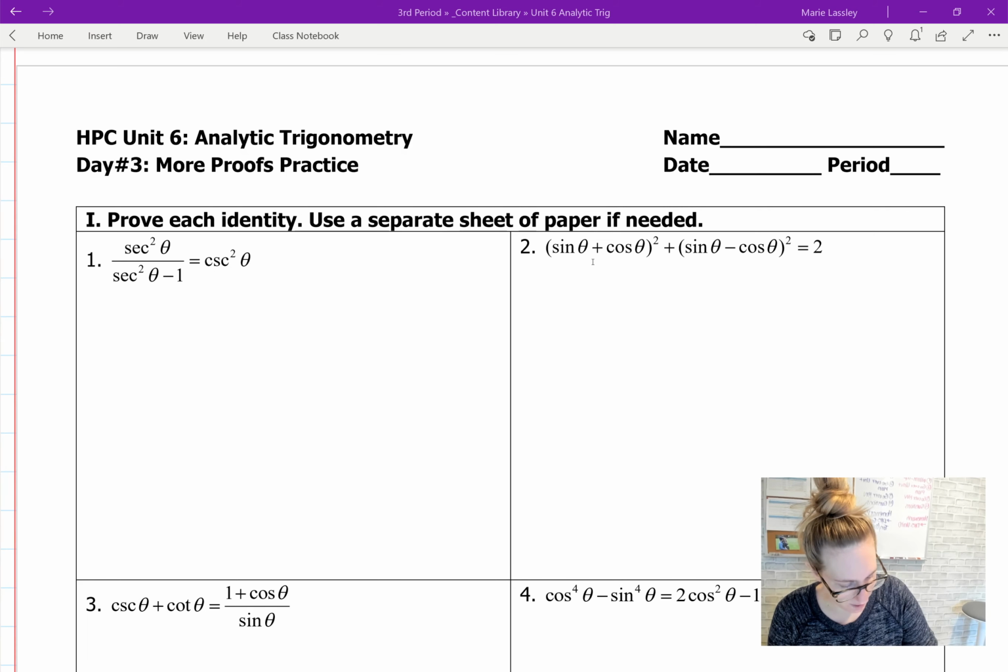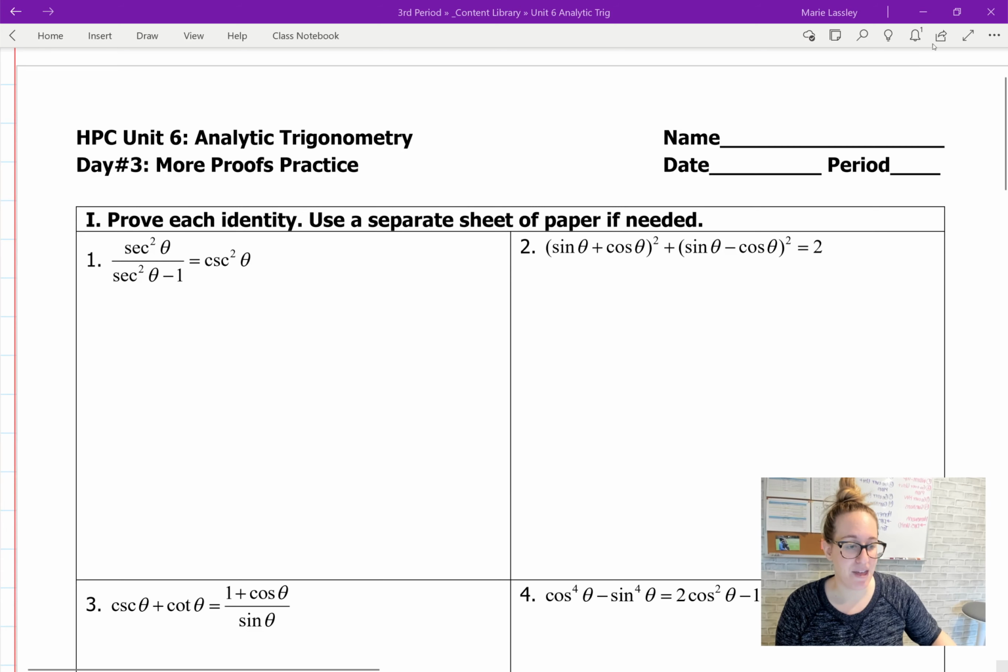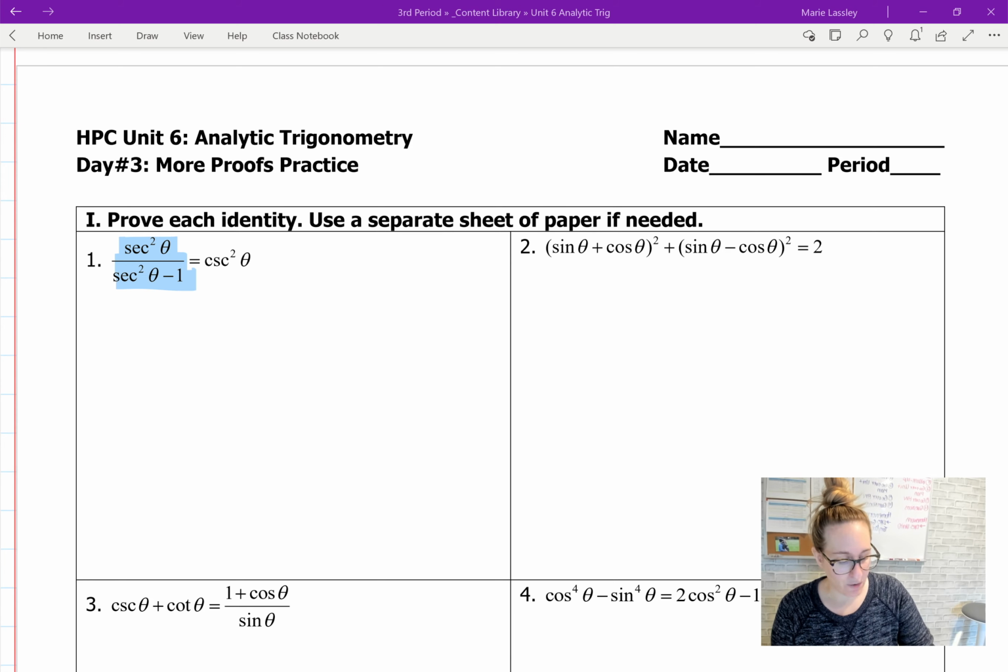So let me get all ready here. Okay. So first off, just like with any proof, you want to pick the side that looks more complex, and then that's the side that you're going to work with. In this case, it looks like very obviously that the left-hand side is the more complex side. So I will be simplifying from this left-hand side, and my goal is to make it look like the right-hand side. So just like we did in the other video, we're just going to work vertically.